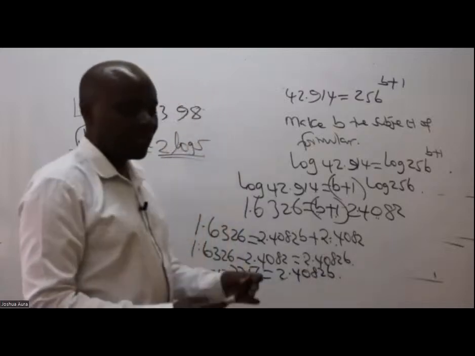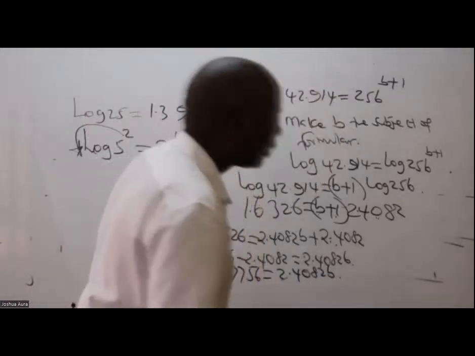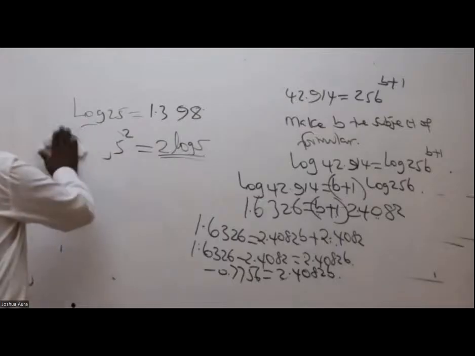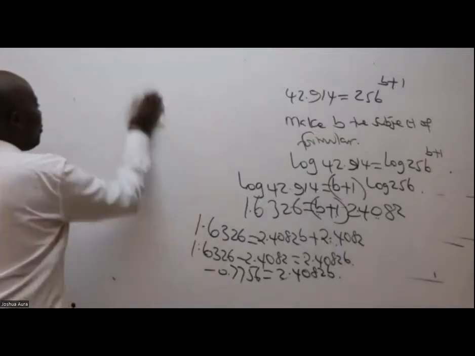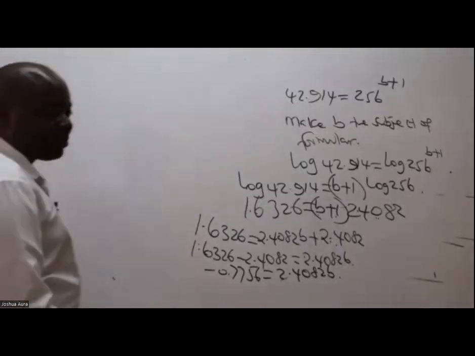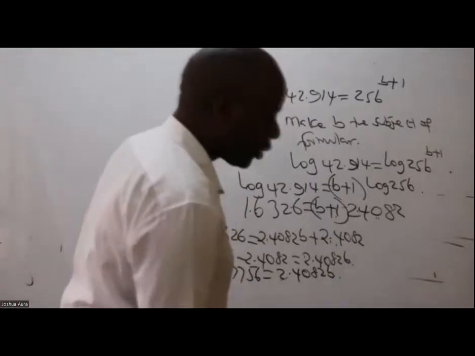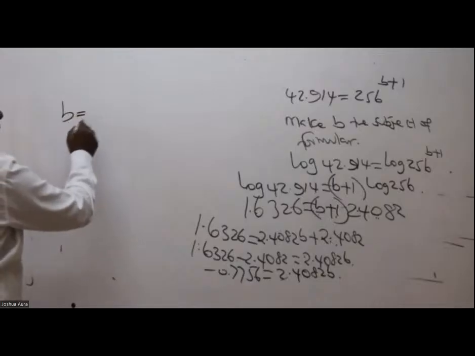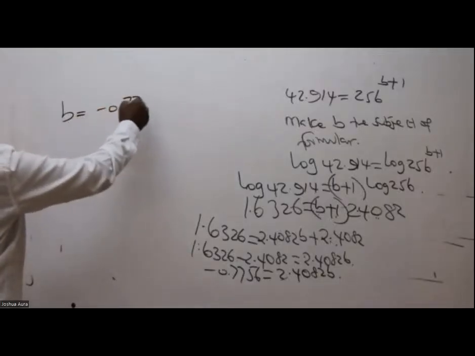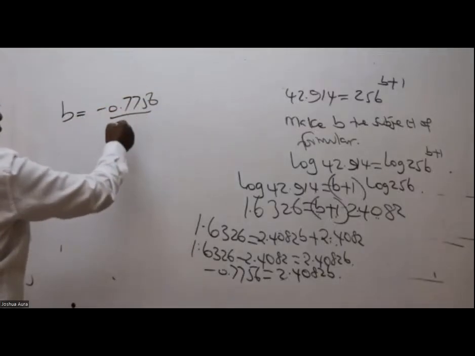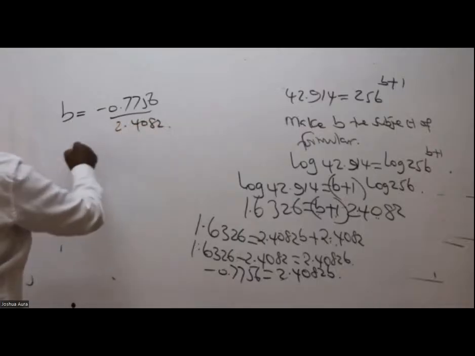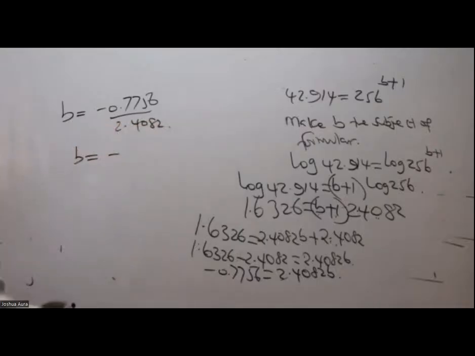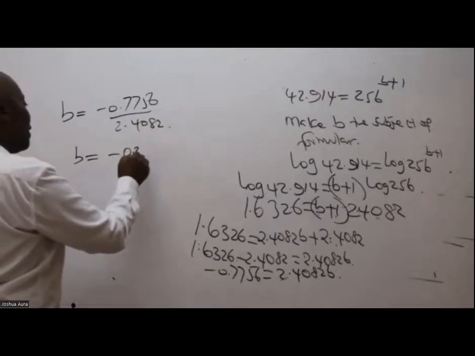2.4082b, implying that b will be equal to something nice. Implying that b will be equal to minus 0.7756 over 2.4082, which in this case, from what Helen and the colleagues gave me, will end up giving us minus 0.322.